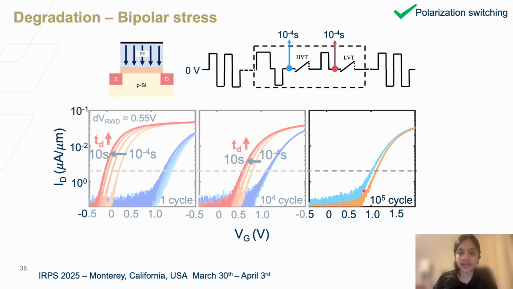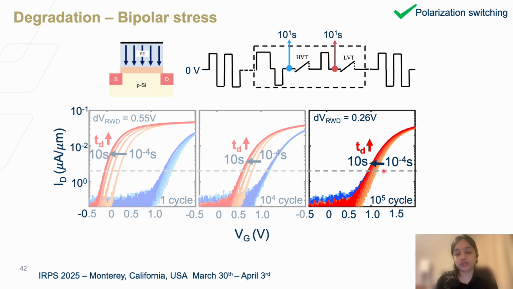Now, again, after 10 power 5 cycles, we see the same effect. That is, as we increase the read delay, the memory window opens up. But again, the amount of recovery due to the increase in the read delay has reduced. Initially, we saw a 0.55 increase in the memory window, that is LVT, when we increased the read delay, but after 10 power 5 cycles, the recovery due to increase in read delay has reduced.